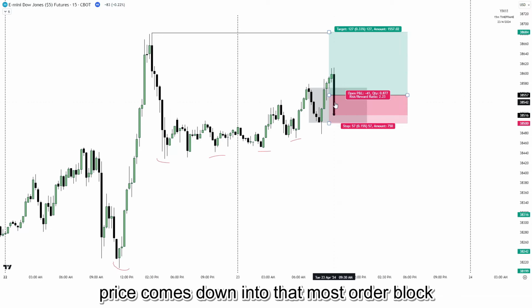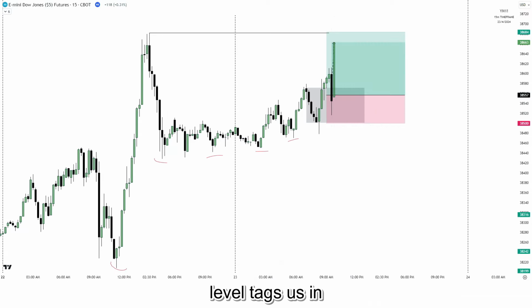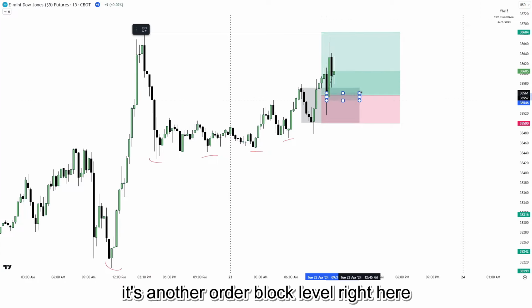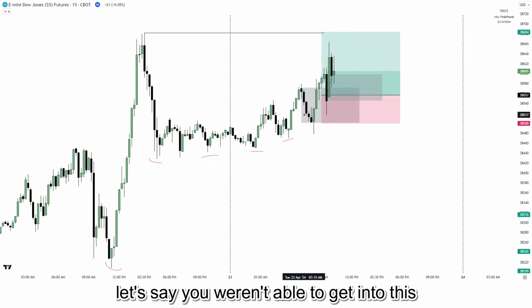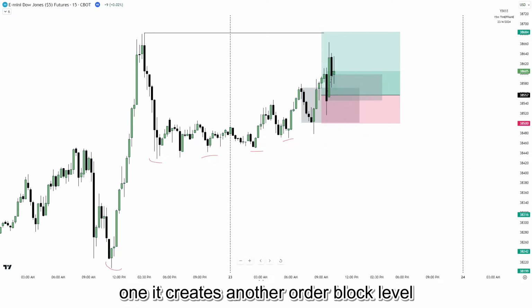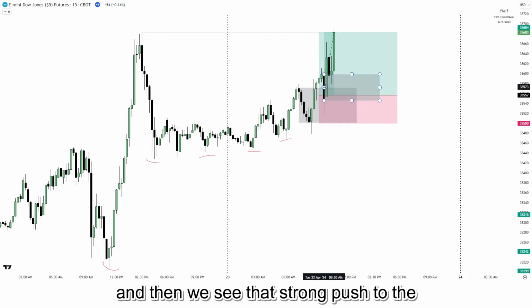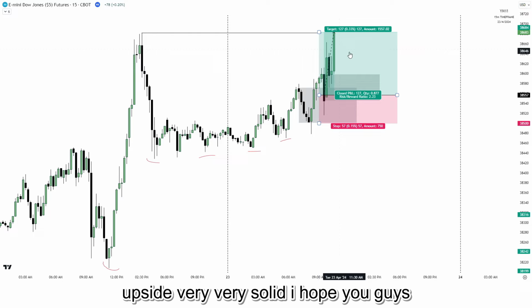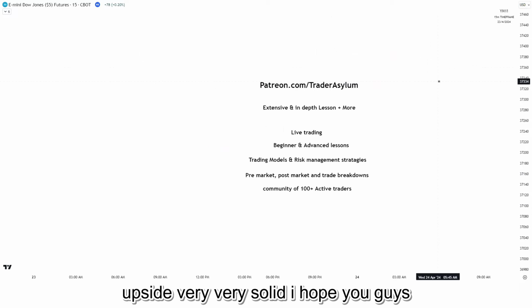Price comes down into that bullish order block level, tags us in, creates another order block level right here. Let's say you weren't able to get into this one, it creates another order block level right here, and then we see that strong push to the upside. Very solid. I hope you guys enjoyed the video.